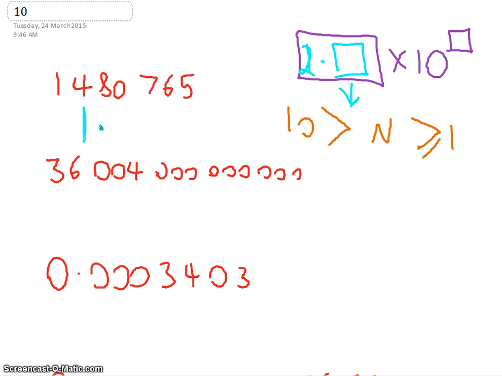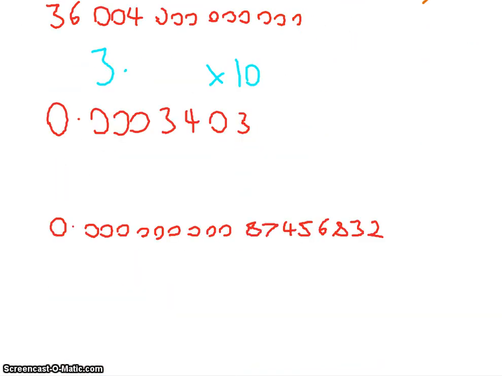What's going to be at the end? To the power of something. We haven't worked that out yet either. Okay? But does that make sense? Just looking at that next one, what are you going to have? Point something. 3 point something. And at the end you're going to have times 10 to the power of something. Okay? What about this next one? What are you going to have?